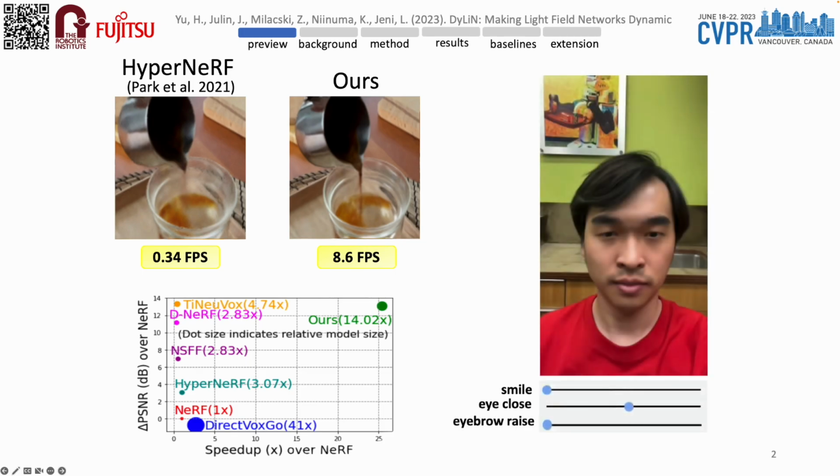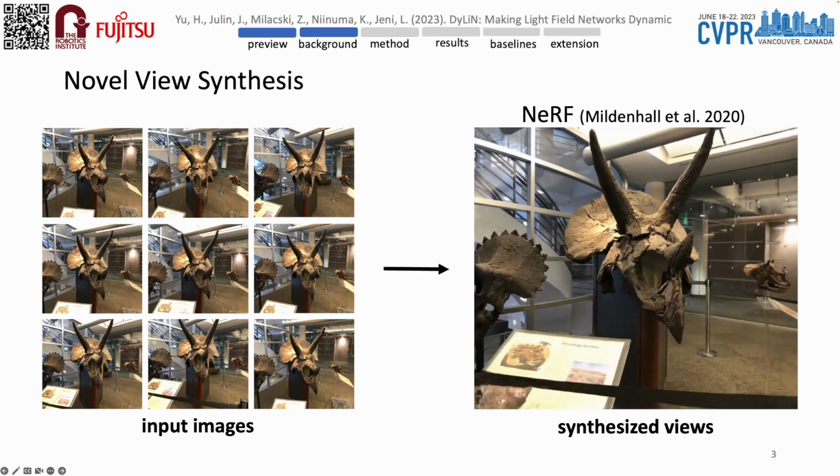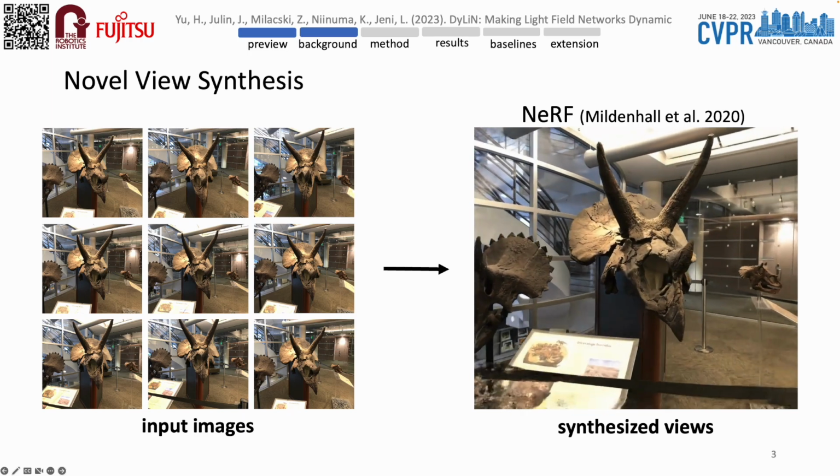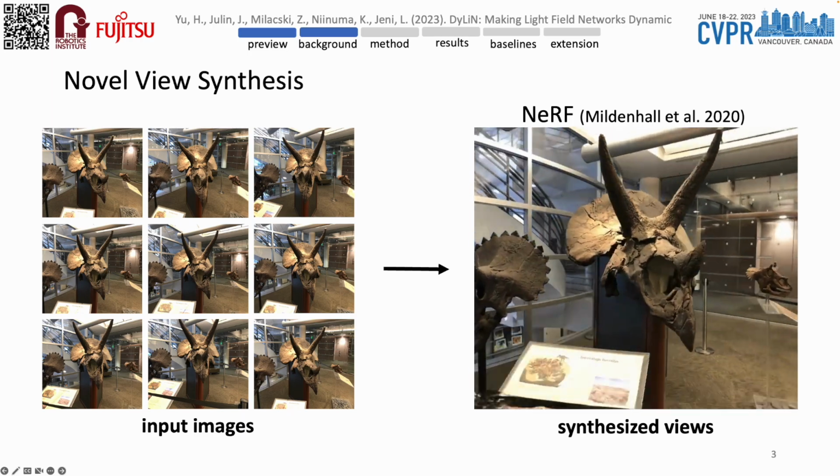We further introduce CoDyLiN, which augments DyLiN to the controllable scenario with controllable attribute inputs. CoDyLiN brings fine control over actions such as smiling, closing the eye, and raising the eyebrow, while being much faster at rendering than its competitors. I will now provide more extensive background information and details about our method.